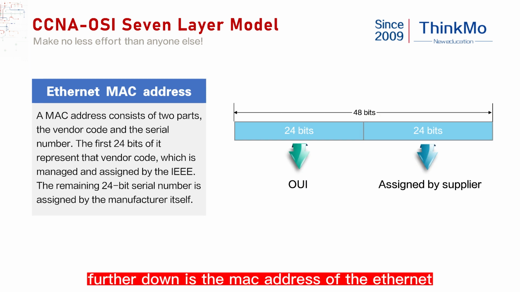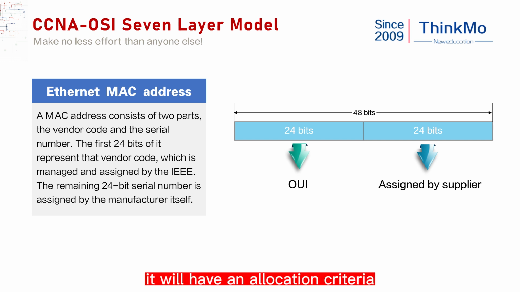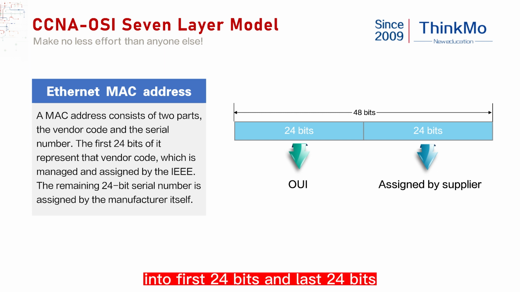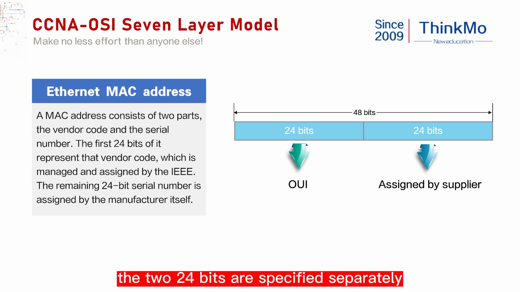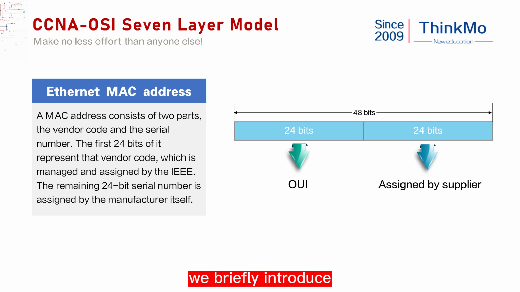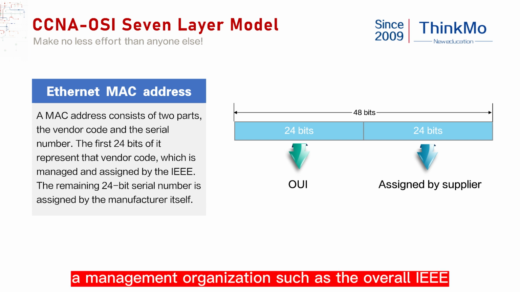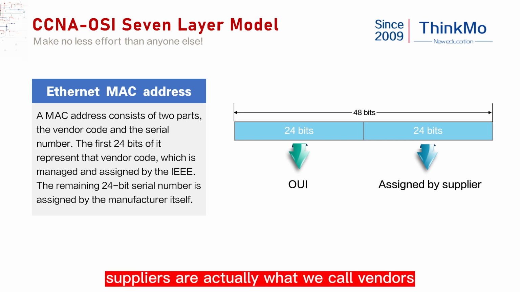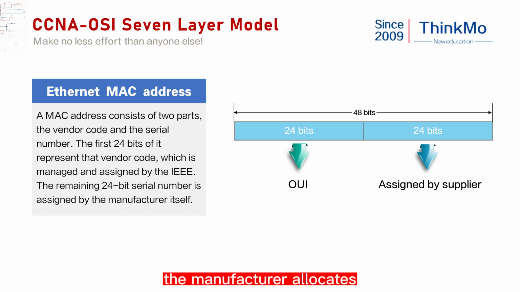Further down is the MAC address of the Ethernet. For our current MAC address, it will have an allocation criteria. The definition of the allocation criteria is also very simple. Let's look first. It is divided into the first 24 bits and the last 24 bits. The two 24 bits are specified separately by our various vendors. We briefly introduce: the first 24 bits are assigned by a management organization such as the IEEE to each supplier. Suppliers are what we call vendors. The top 24 bits are different for different manufacturers. Then the last 24 bits are determined by the vendor, that is, the manufacturer allocates.